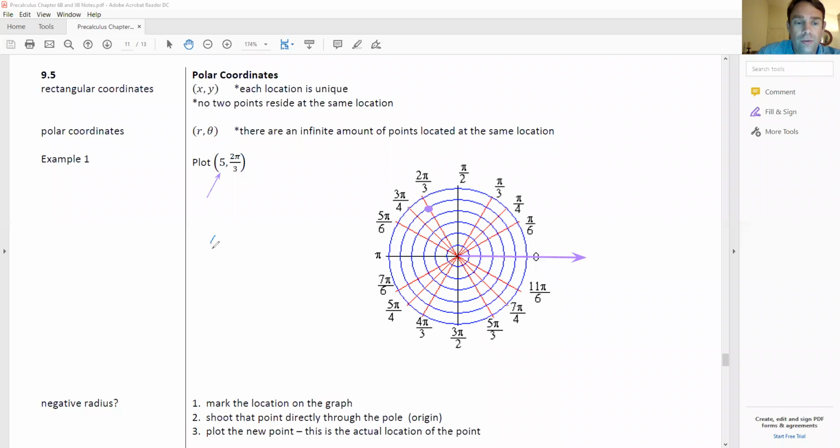Why don't you guys do me a favor? Why don't you go ahead and graph 6, 7 pi over 4. Go ahead and graph that. Let's make sure you guys all know what you're doing. So go ahead and pause it for a second.